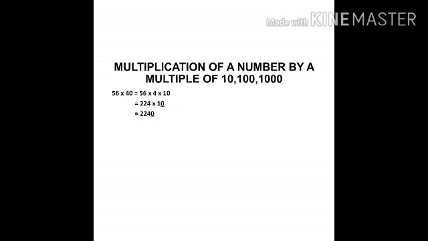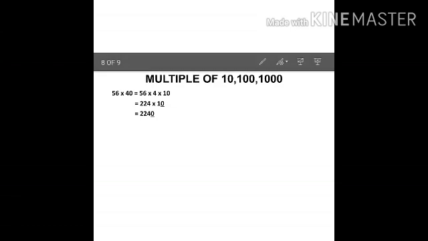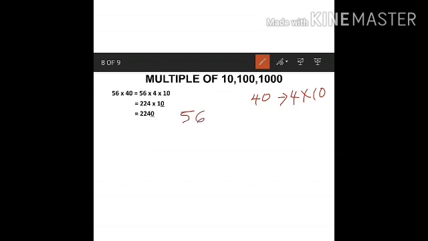Suppose we are taking the number 56 into 40. We know that 40 is the multiple of 10. Okay, 40 can be written as 4 into 10. So we can say that 40 is the multiple of 10. Now let us do the multiplication. Our number is 56 into 40.